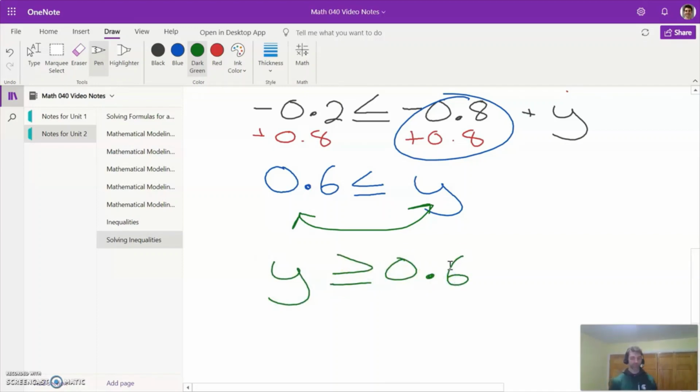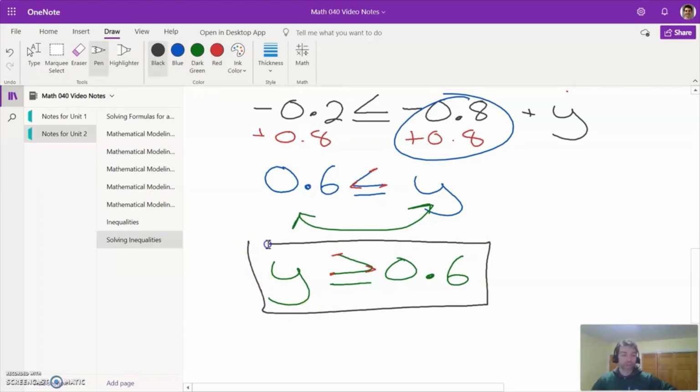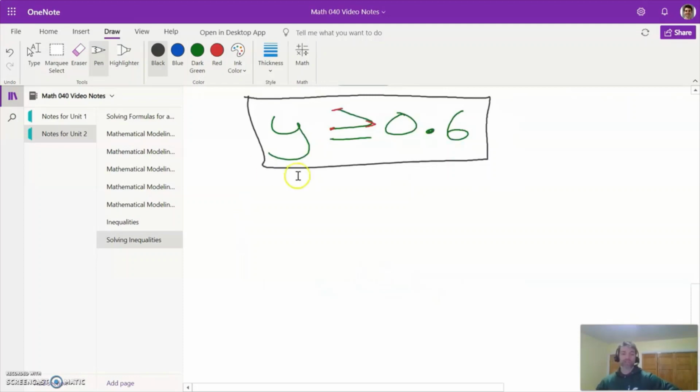Pause it and see if you can find the really important thing that I did. What happened? The inequality sign flipped as well. Here it was less than, here it's greater than. Why did that happen? Well, notice where the wide end of the symbol is facing. It's facing the y. The pointy end is facing the 0.6. You have to have it consistent when you flip it. The wide end is on the y side and the pointy end is on the 0.6 side. So you can pick the whole thing up and flip it all the way around as long as you do the same thing with the inequality symbol. So y is greater than or equal to 0.6.